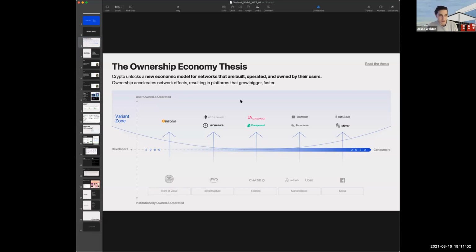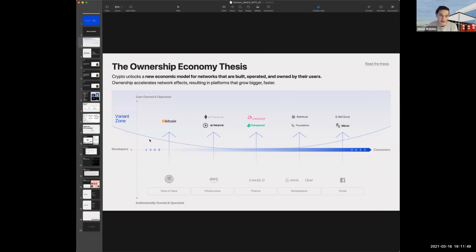And what this visual is showing here is an evolution along the y-axis. We're moving from institutionally owned and operated networks to user owned and operated networks. Of course, store of value is evolving from the Fed to Bitcoin, and with infrastructure, something like AWS is being realized in a completely user owned and operated way with Ethereum and Arweave, which are both developer facing crypto networks. But what's happening over time is we're increasingly moving along this x-axis from developer-facing networks to consumer-facing networks. And in that evolution, there's a lot of stuff that I think will come to touch the creator economy.